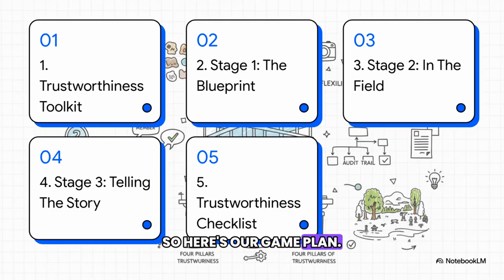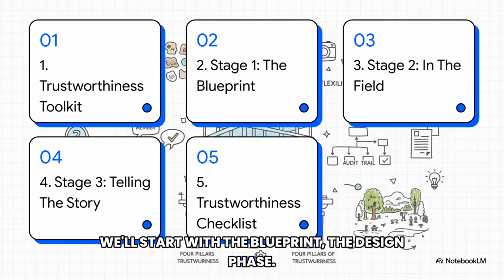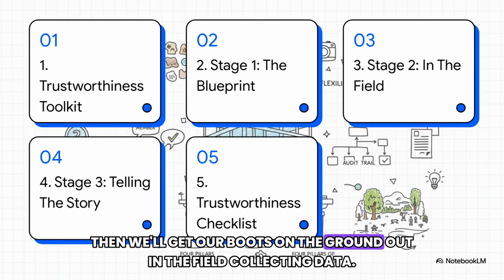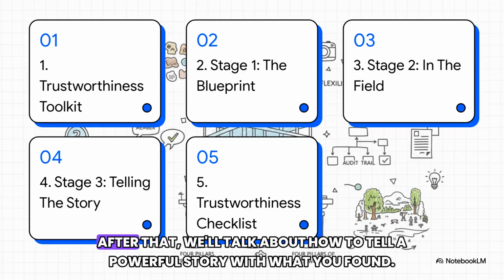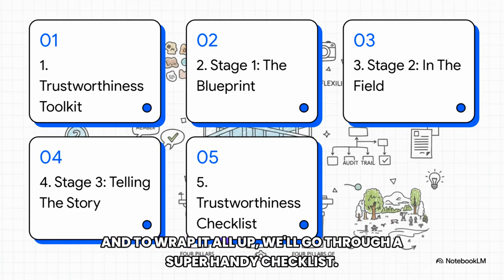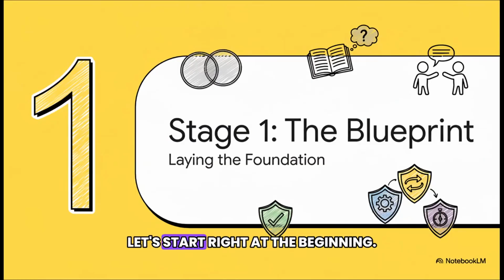So here's our game plan. We'll start with the blueprint, the design phase. Then we'll get our boots on the ground, out in the field collecting data. After that, we'll talk about how to tell a powerful story with what you found. And to wrap it all up, we'll go through a super handy checklist. Sound good? Let's start right at the beginning.